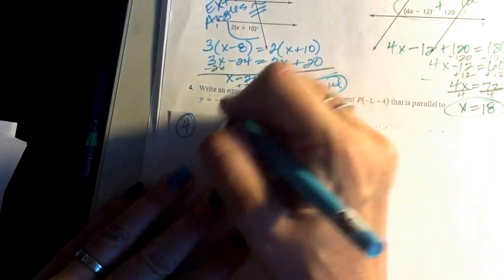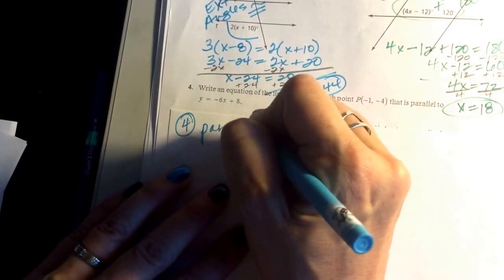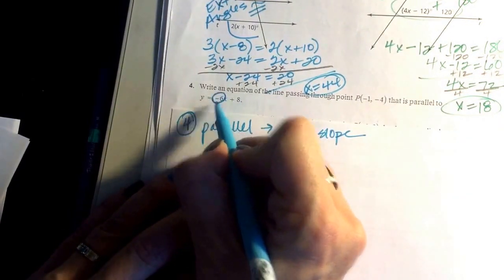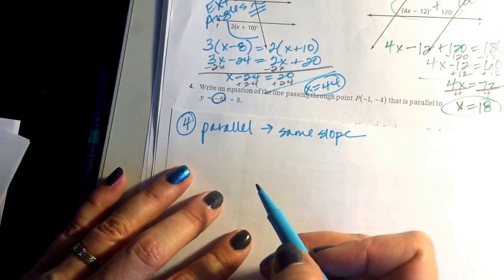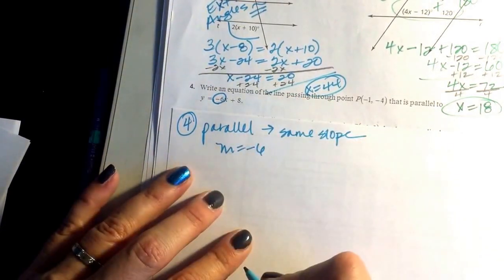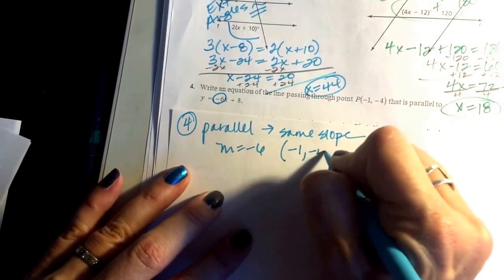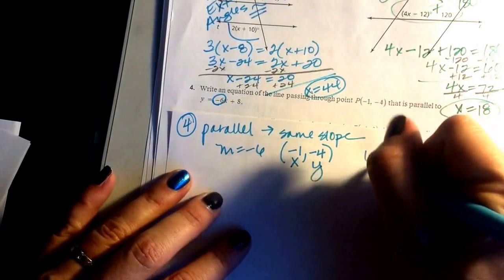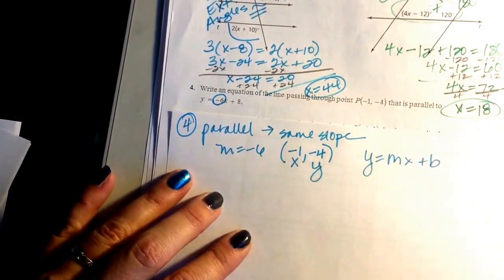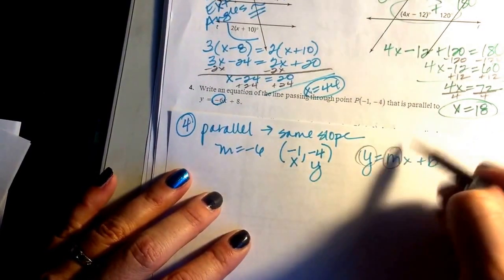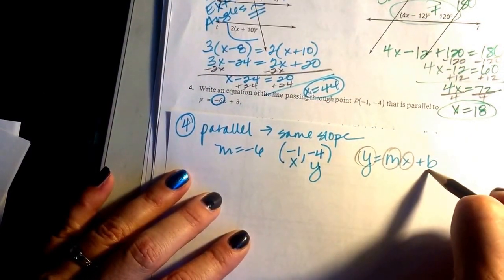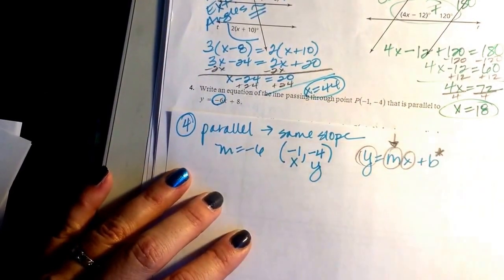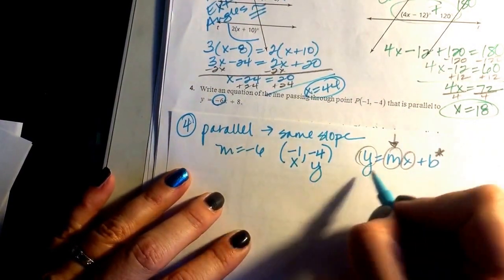If lines are parallel to each other, parallel lines have the same slope. So I realize that from this equation, y equals negative 6x plus 8, the slope is going to be negative 6. I have a point, negative 1, negative 4. I'm going to use this as an x value. I'm going to use this as a y value. I need to write an equation in y equals mx plus b. The reality is I have a y, I have an x, and an m. I'm going to use those to solve for b. Later I'm going to come back and just drop in this slope. I need b.